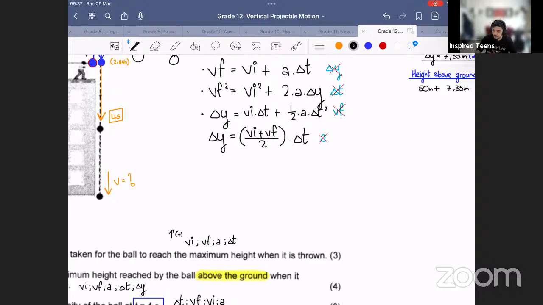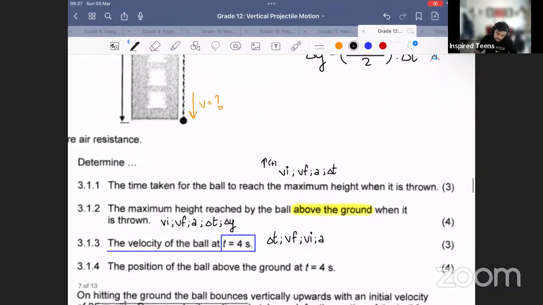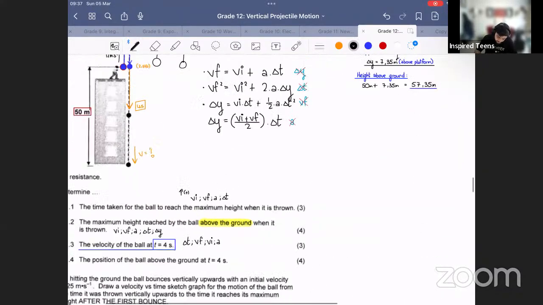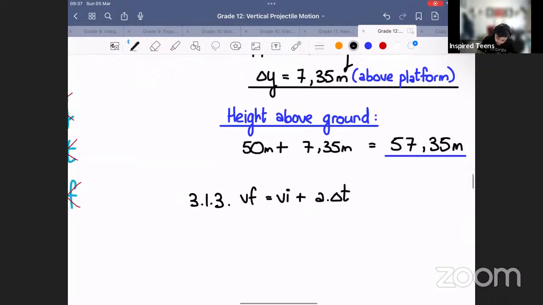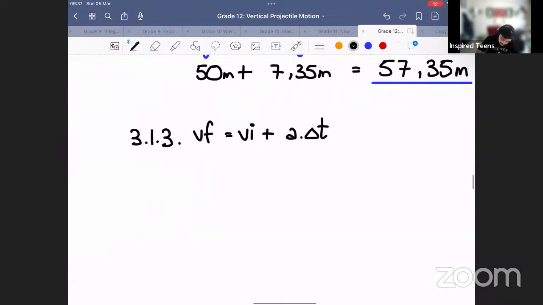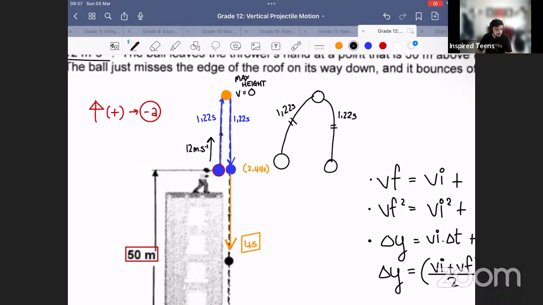So the first formula is one that we're going to choose, right? Because it has all 4 of these things. Now, our V initial, okay, let's write out our formula, right? So this is 3.1.3. V final is equal to V initial plus A times delta t. Okay, so V final is what we actually want to calculate at 4 seconds. Now, V initial is tricky. Okay, we can actually start wherever we like. Okay, so I'm going to start here.